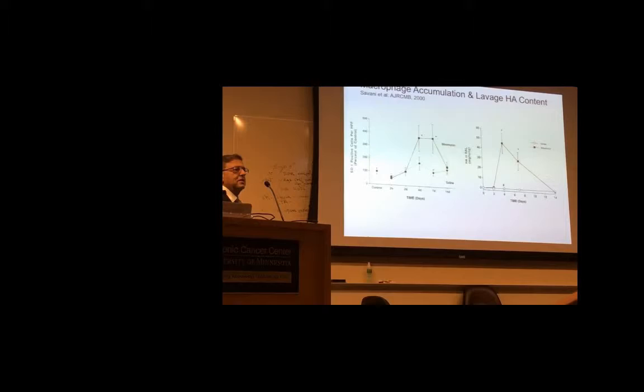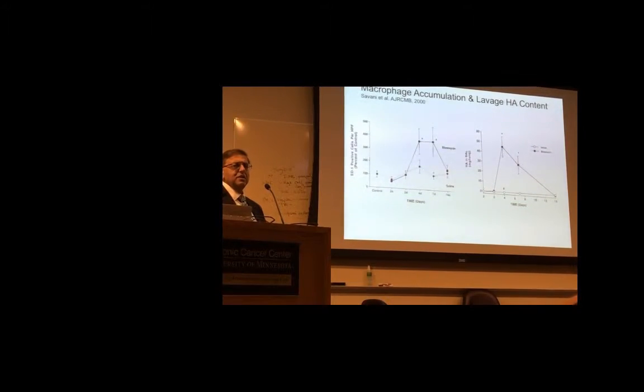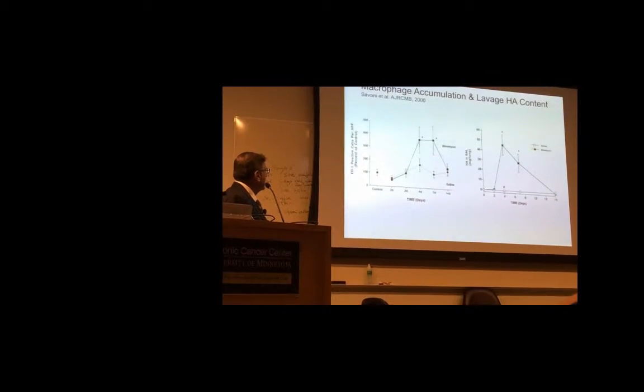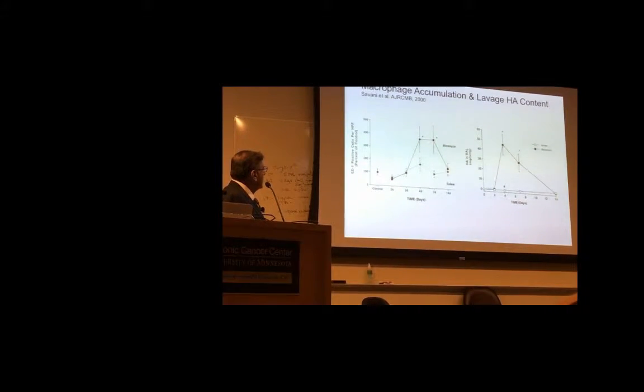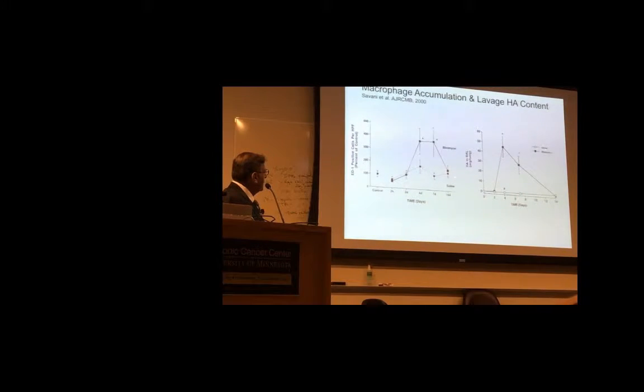So when we looked at the bleomycin model and looked at the HA system in the bleomycin model, the ED1 positive cells are the macrophages in the rat, and the saline ones did have a small inflammatory response, but nothing too dramatic.